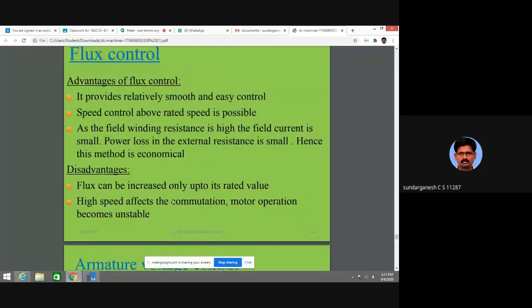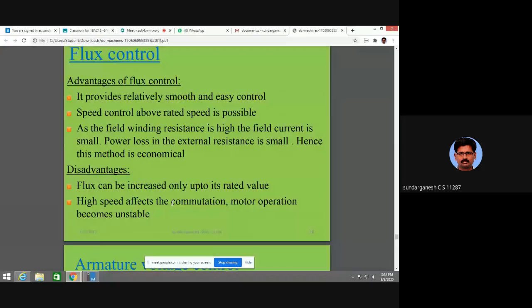So flux control method has advantages and disadvantages also. Advantages in flux control: it is a smooth control. It will not cause any vibrations. You can easily control with that method. You can get speed above the rated speed. If the speed of the DC motor is 1500, by using this flux control method you can get speed above 1500.